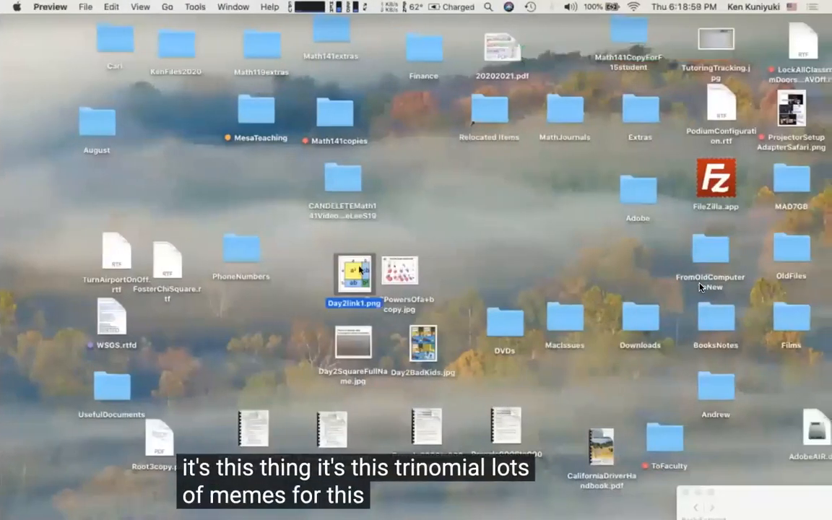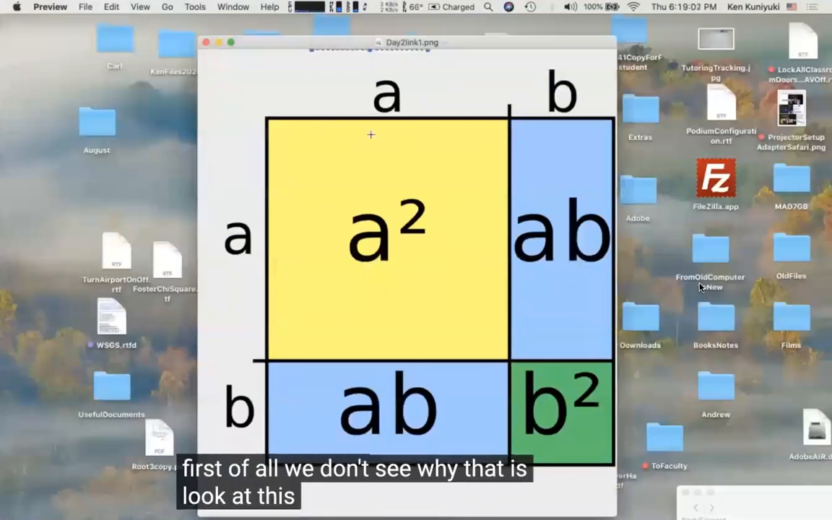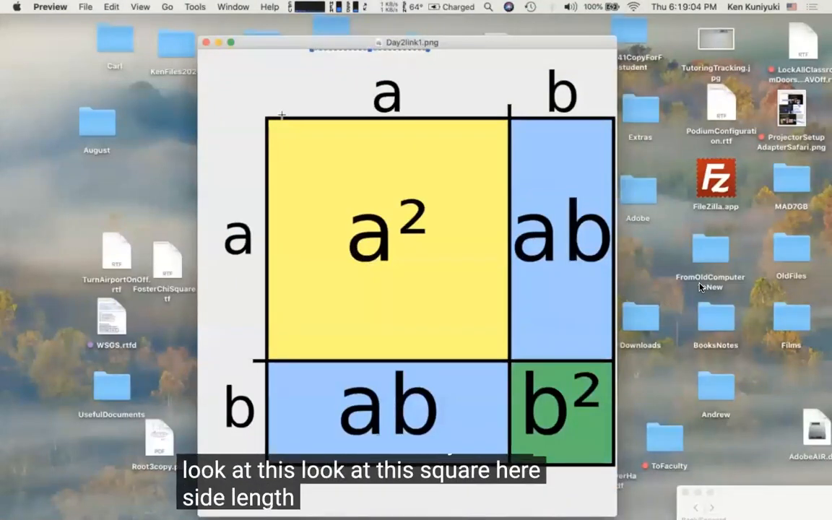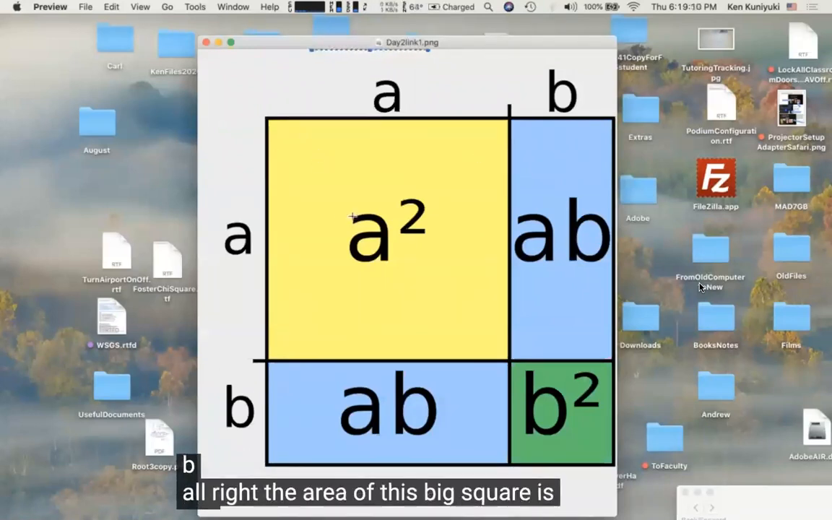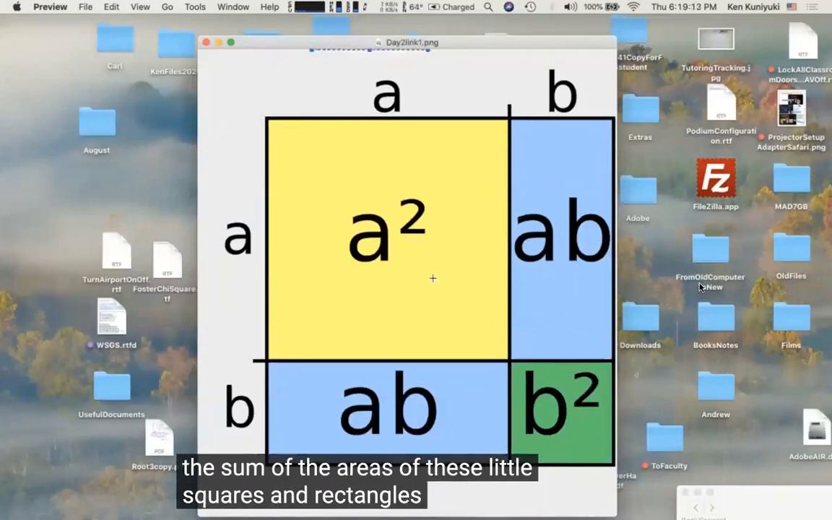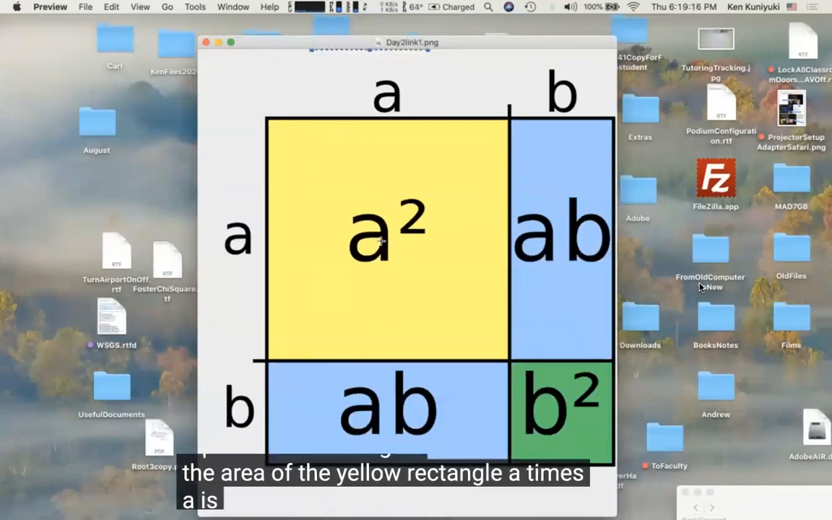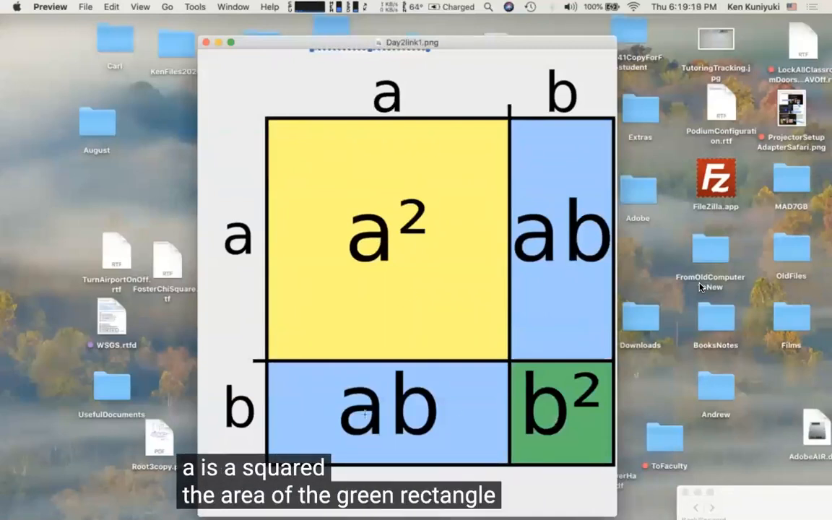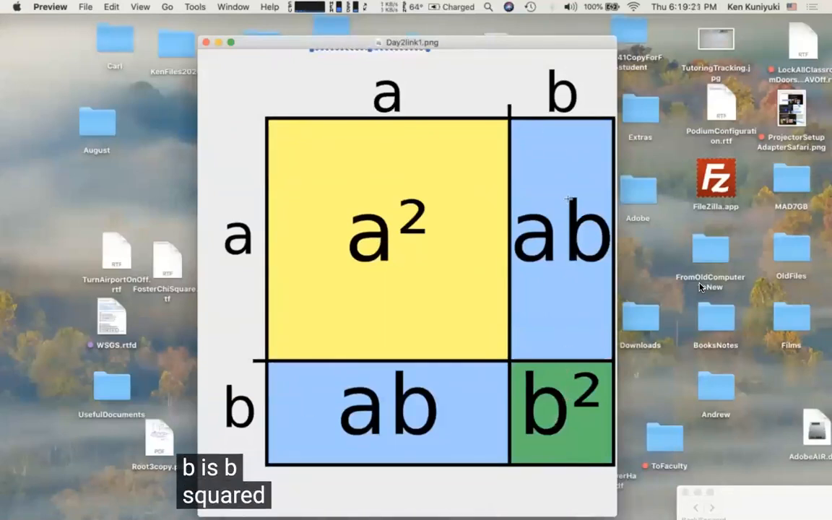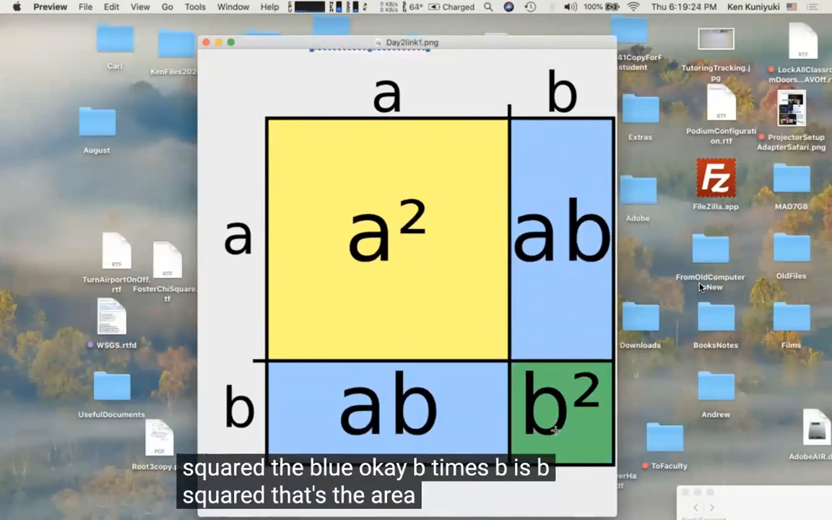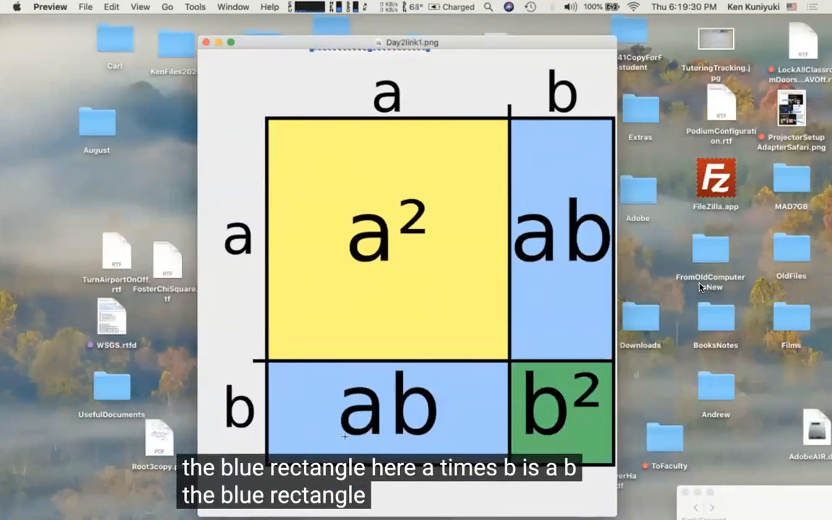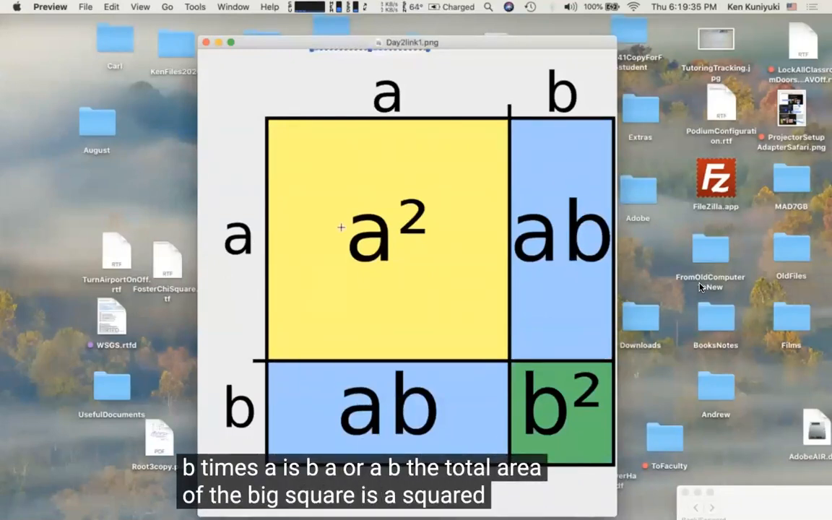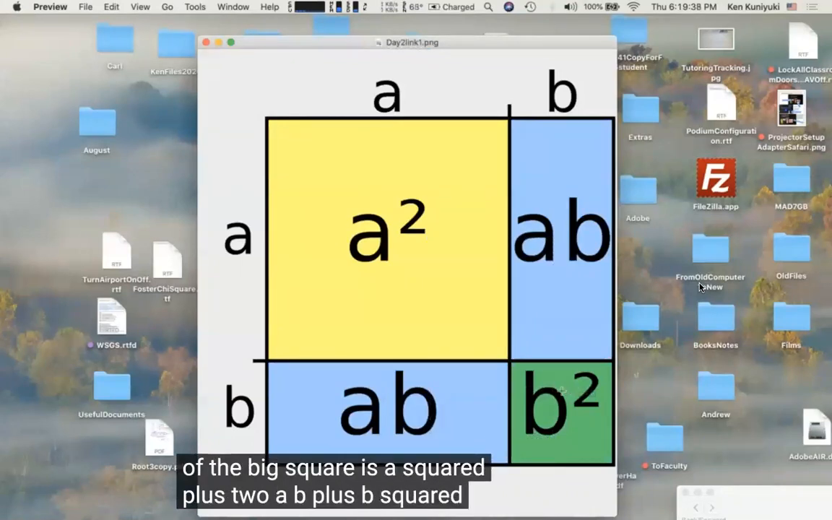Lots of memes for this. First of all, if you don't see why that is, look at this square here. Side length a plus b, side length a plus b, all right? The area of this big square is the sum of the areas of these little squares and rectangles. The area of the yellow rectangle, a times a is a squared. The area of the green rectangle, b times b is b squared. The blue rectangle here, a times b is ab. The blue rectangle here, b times a is ba or ab. The total area of the big square is a squared plus 2ab plus b squared.